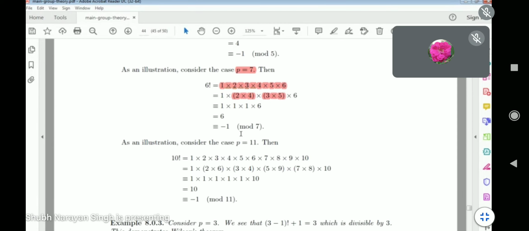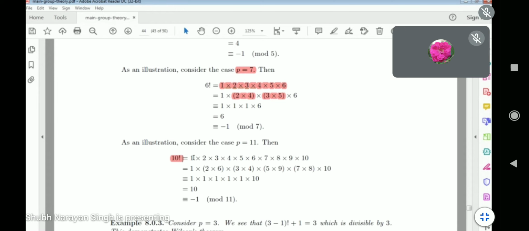Now similarly, in the last example, suppose p is equal to 11. In the case of 11, think about the factorial of p minus 1, that means factorial 10. Factorial 10 is nothing but this product starting from 1 to 10, and one by one we are going to find the inverse of each term, step by step.